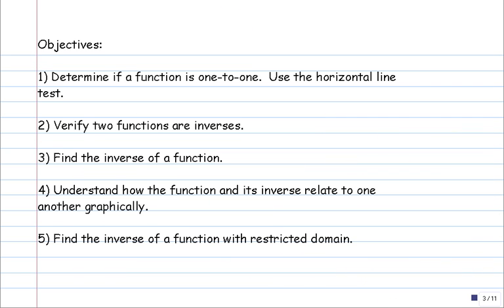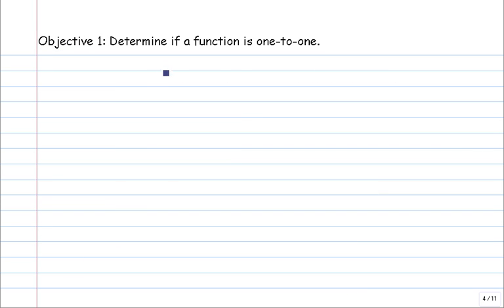Now specifically, our objectives are, we're going to determine if a function is one-to-one, and I'll explain that, using a horizontal line test. Verify two functions are inverses. Find the inverse of a function. Understand how the function and its inverse relate graphically, and find the inverse of a function with a restricted domain. Okay? So, determine if a function is one-to-one. What do we mean by one-to-one?